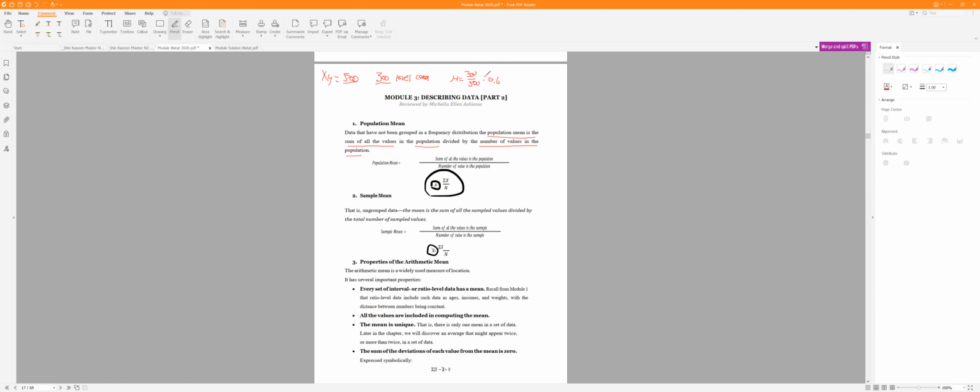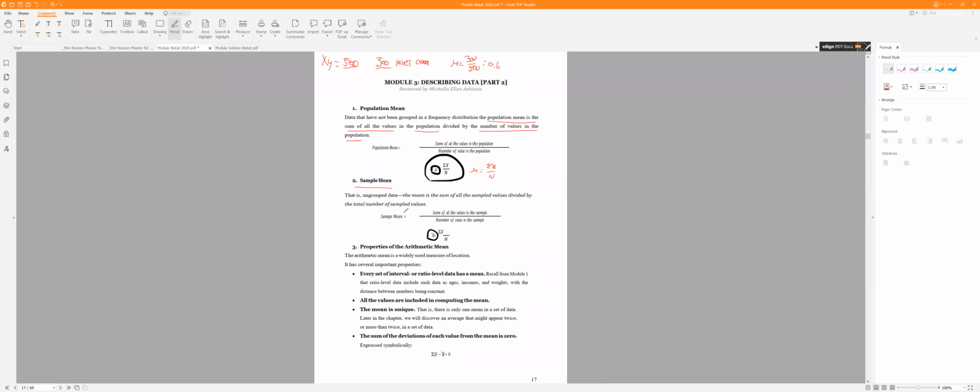Okay, so calculating population mean should be straightforward and simple. So here's the formula. Population mean is sum of x divided by n, which is the number of values in the population, right? Second, we have sample mean. So this is basically the same as population mean, but with a sample.